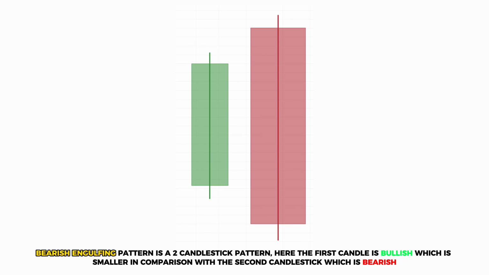Bearish engulfing pattern is a two candlestick pattern. Here the first candle is bullish, which is smaller in comparison with the second candlestick, which is bearish. This pattern is easily identified in the market.